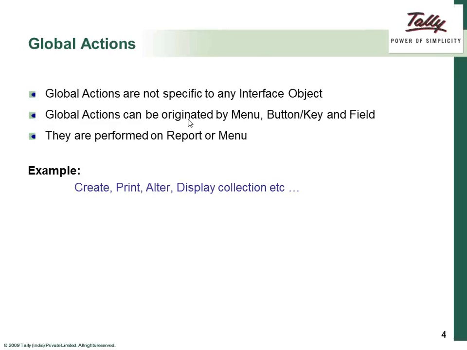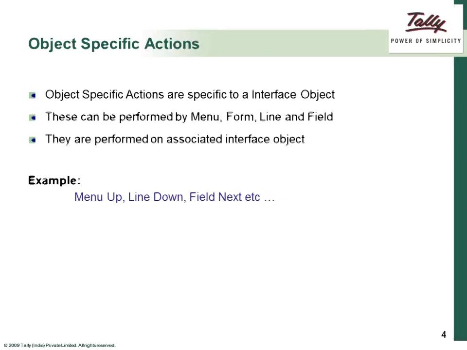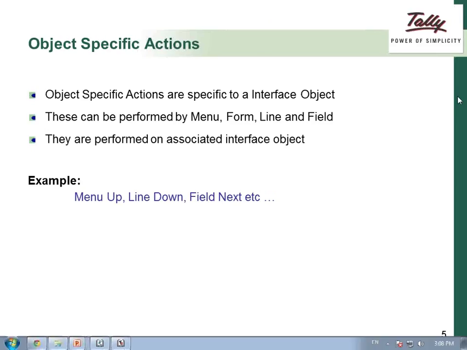Global actions are performed on a report or a menu. So an action can be originated from menu, button, or field, and this action is performed on a report or a menu. Then we have object-specific actions. These actions are specific to an interface object. These can be performed by menu, form, line, and field, and they are performed on the associated interface object.